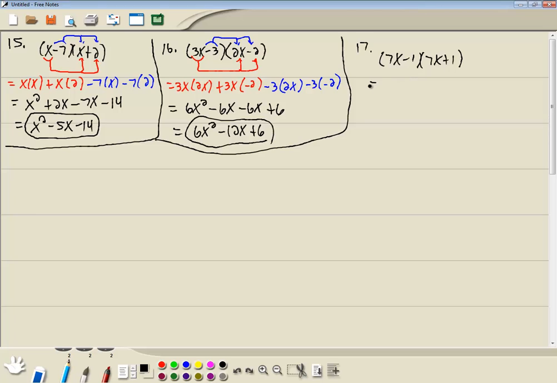When you got conjugates, all you have to do is multiply your first parts together, 7x times 7x, which gives us 49x squared, and multiply your last parts together. Negative 1 times positive 1 gives us negative 1. So our answer is 49x squared minus 1. Now if you didn't recognize that and use the technique we looked at in the last two examples, you get the same answer.